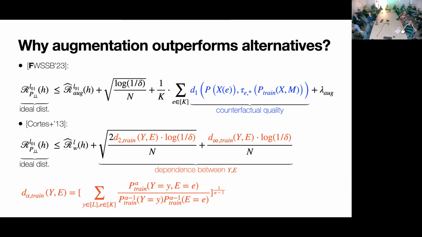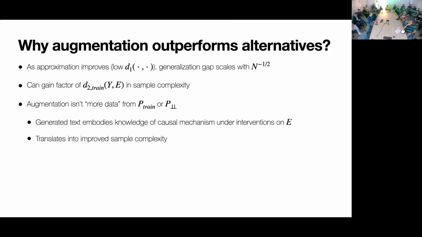But what this comparison allows us to do is to think about what's the gain here. As the approximation improves, as the distance between counterfactuals and our approximation improves, the generalization gap will scale with n to the minus half, and we can get a factor of this divergence in sample complexity. And as we get data sets where this is more profound, where you have more correlation to begin with, this will get us a much better performance, and you'll see it on the actual data next.